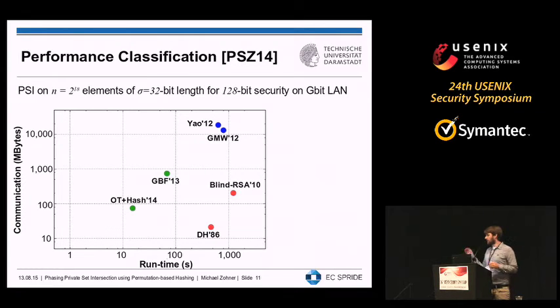We implemented and evaluated these protocols last year and compared their communication to their runtime. What you see here is their communication in megabytes on the Y scale and their runtime in seconds on the X scale. And you have in red the public key crypto, in blue the generic secure computation, and in green the OT-based. Also note that both axes are in logarithmic scale.